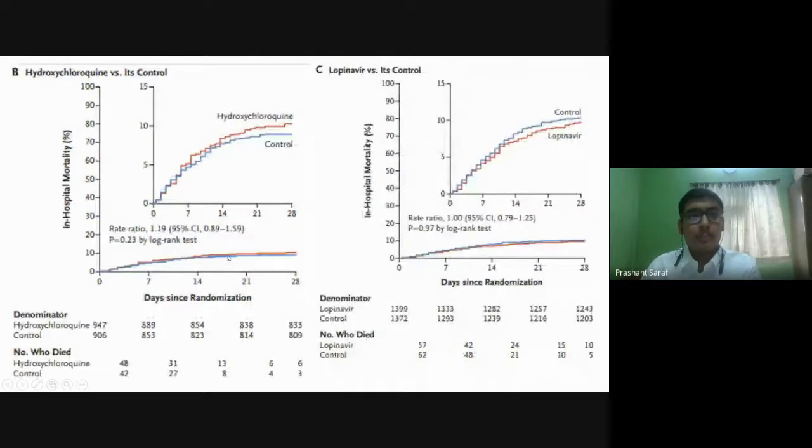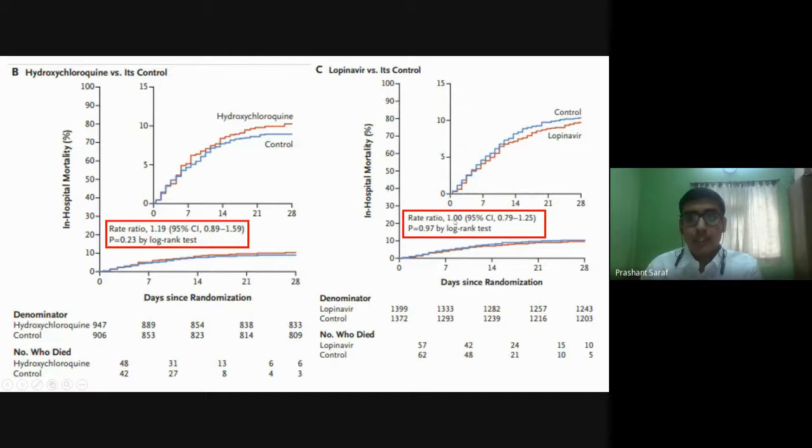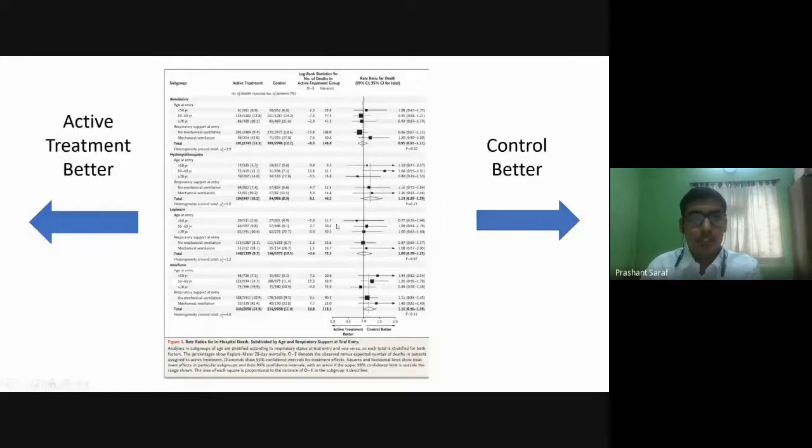And it is similar for hydroxychloroquine and its control, and for lopinavir and its control. The rate ratio for hydroxychloroquine is 1.19, and the p-value is not significant. Rate ratio for lopinavir is 1 and p-value 0.97, which is also not significant. And similar is the case for interferon.